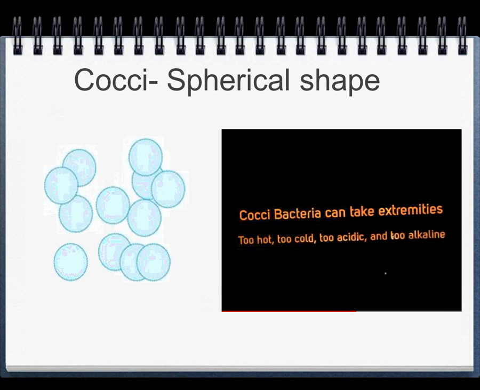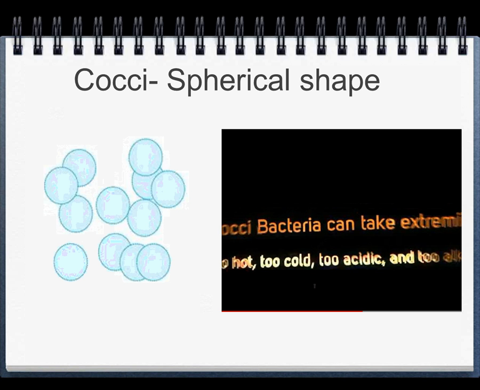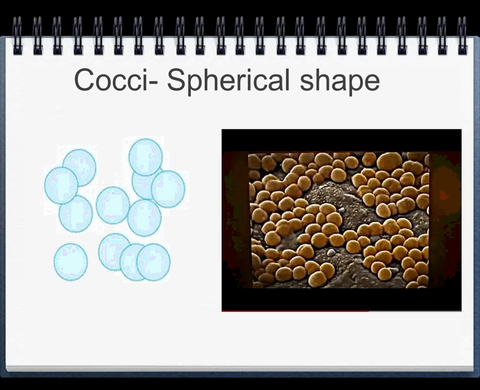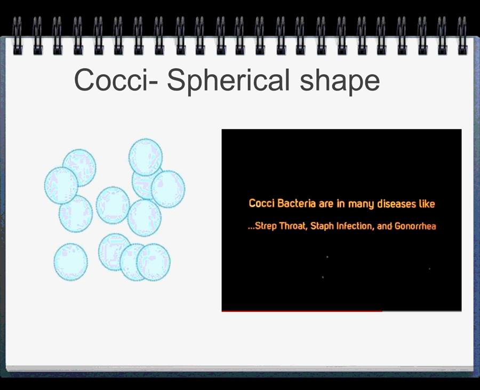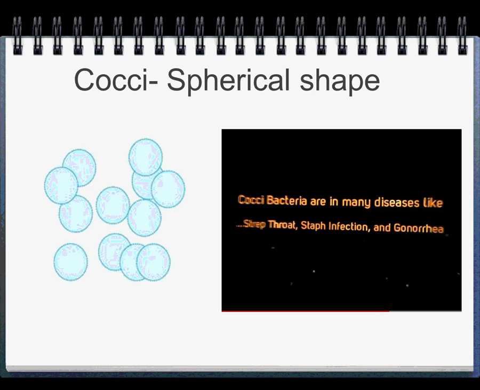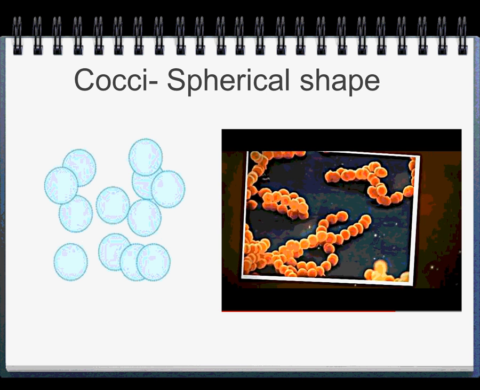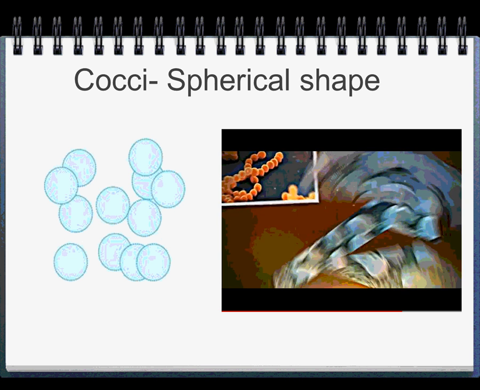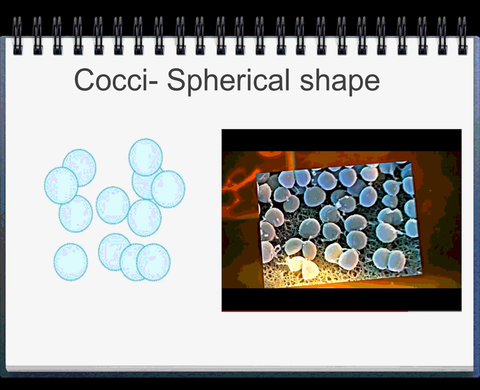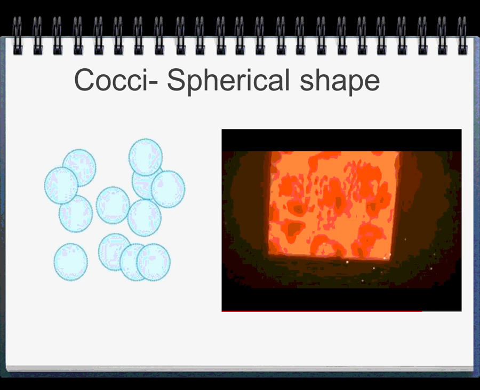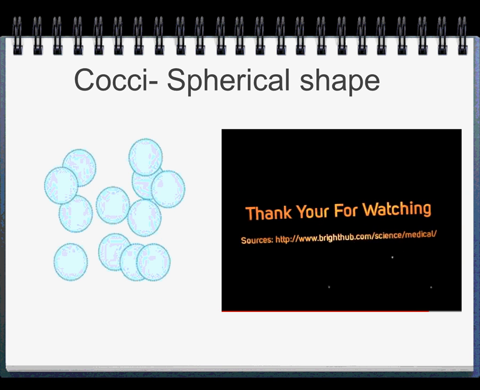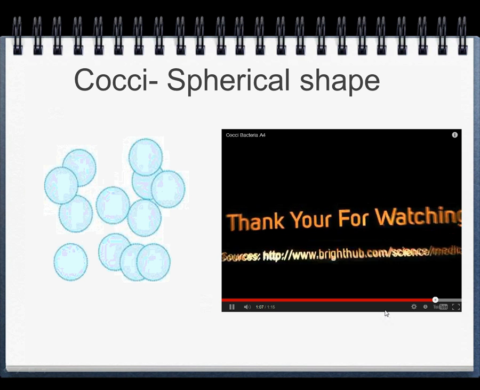This type of bacteria is the type of bacteria that would cause strep throat. It's streptococci. And that's what strep throat is. Staph infections and gonorrhea. This is the bacteria that would cause that or be present. Staph infection is a staph bacteria. It's like a rash on the skin, eats away at the skin. All right, so now you have that one.